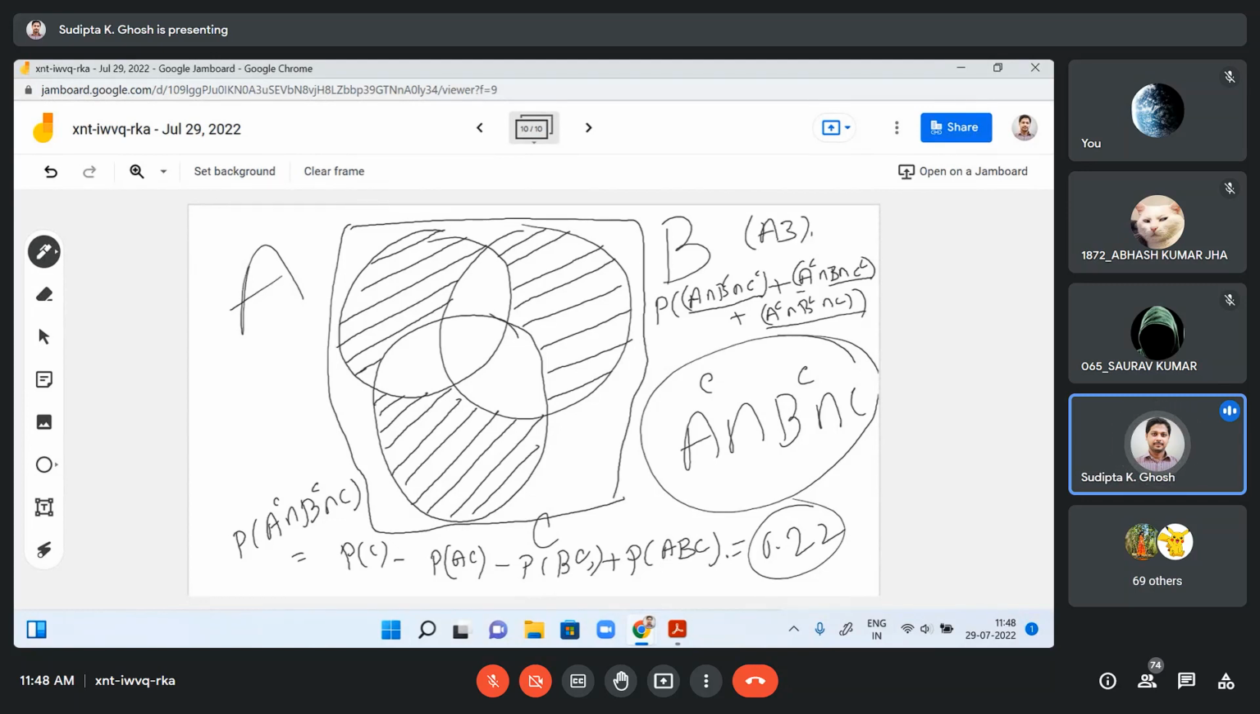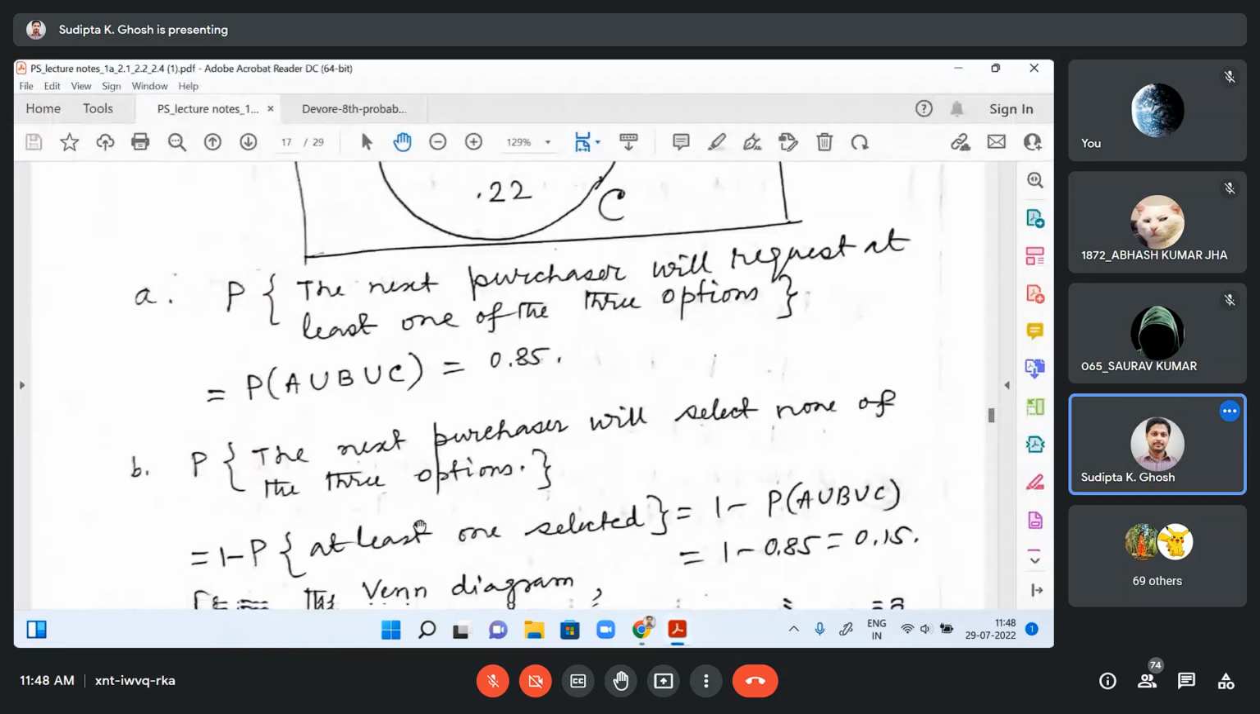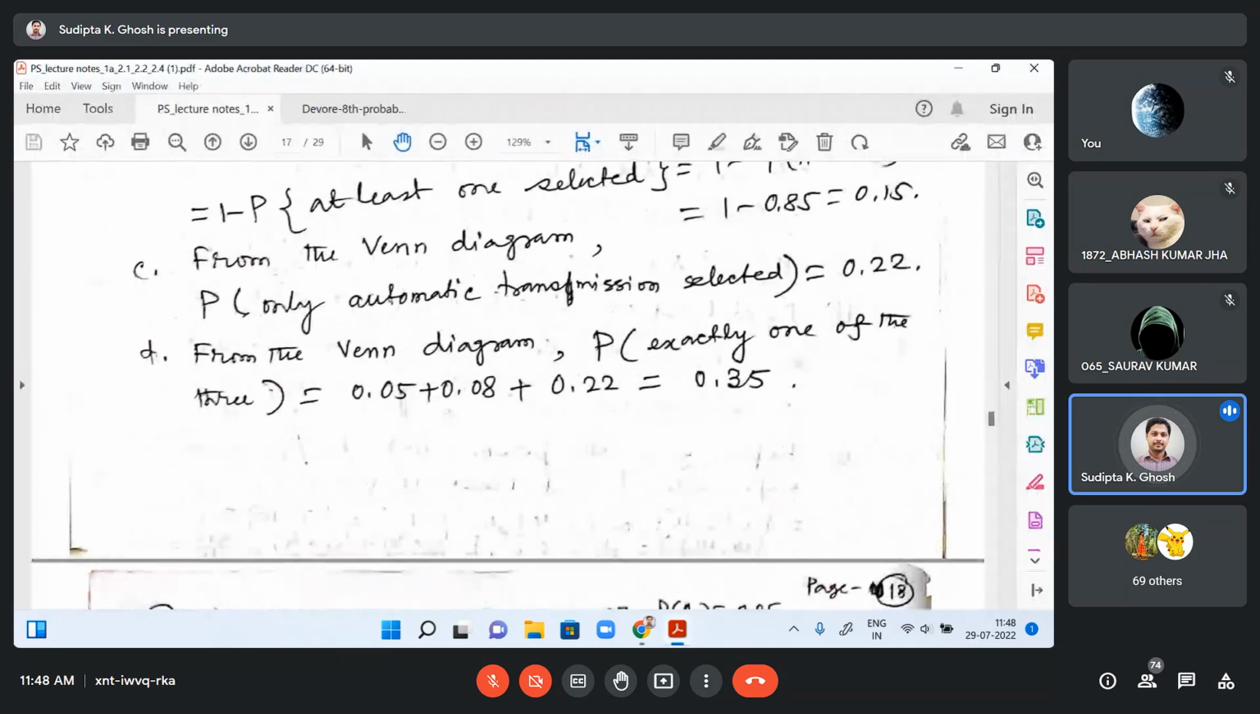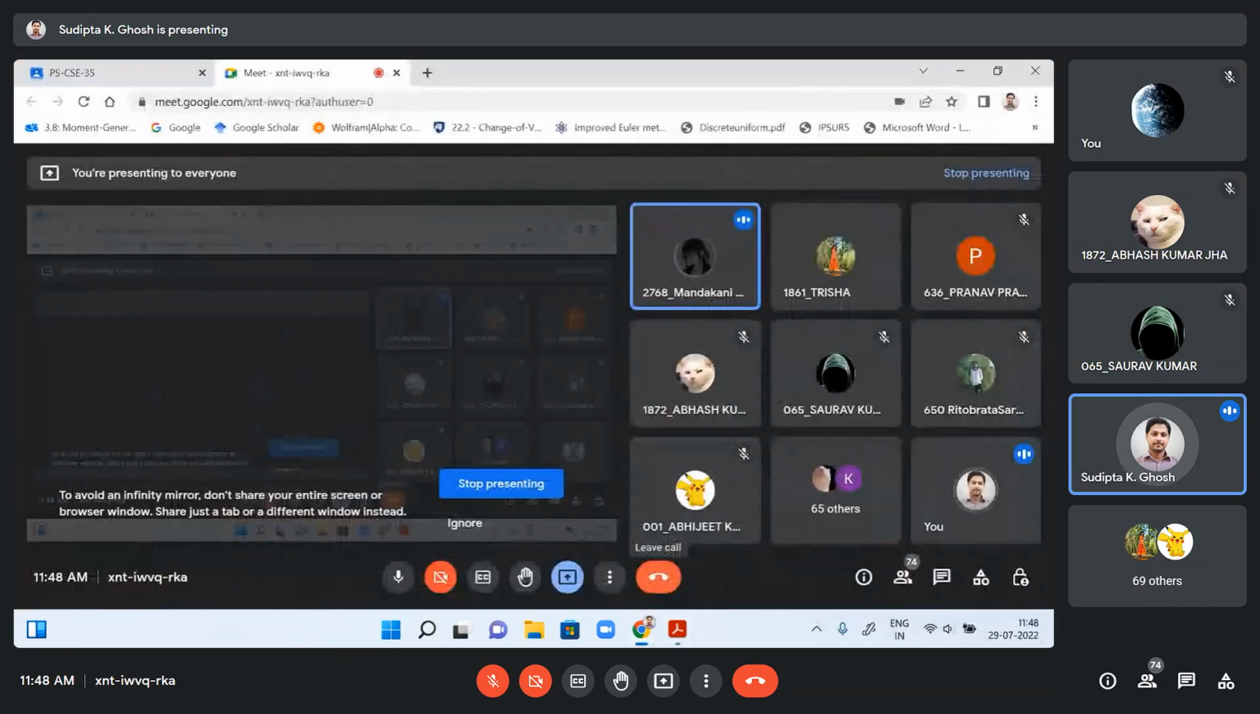If they are pairwise disjoint, then the probability of the union is just the sum: probability of this plus probability of this plus probability of this. That thing you have to calculate. That I have done here. See, 0.05, 0.08, and 0.22, because in the last case you have already calculated 0.22. So ultimately you are having 0.35. Is it okay for everyone? Yes, sir.